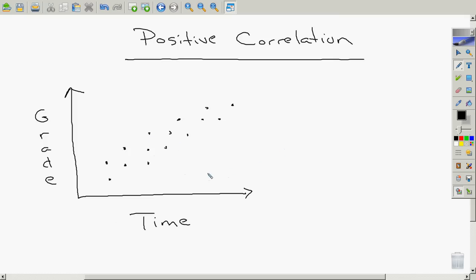Now there may be a few here or here that don't exactly fit the pattern. These are what we would call outliers. They're kind of exceptions to every rule. But in general, you would say that this trend is going uphill. So that would be a positive correlation.